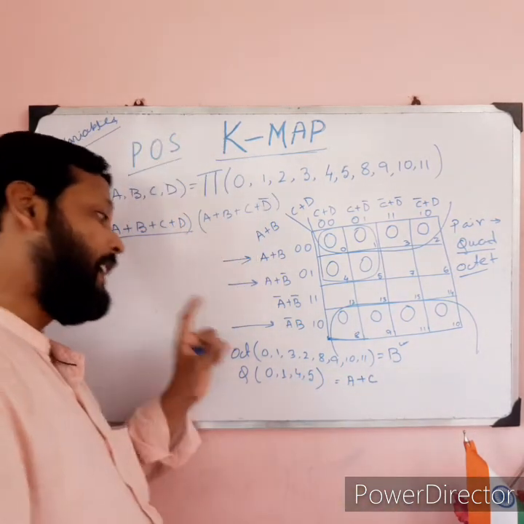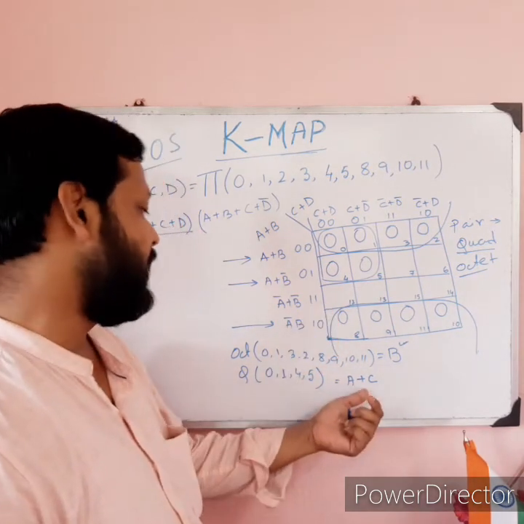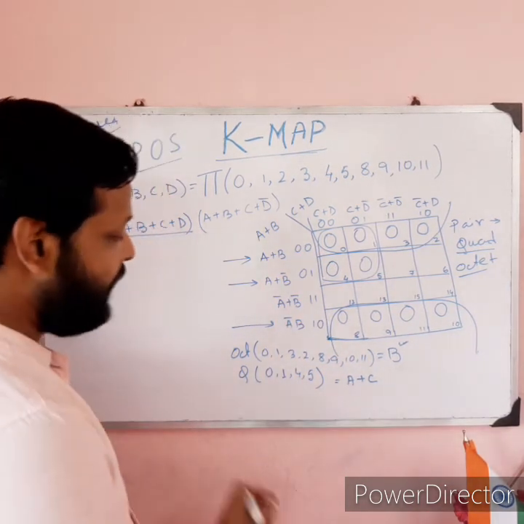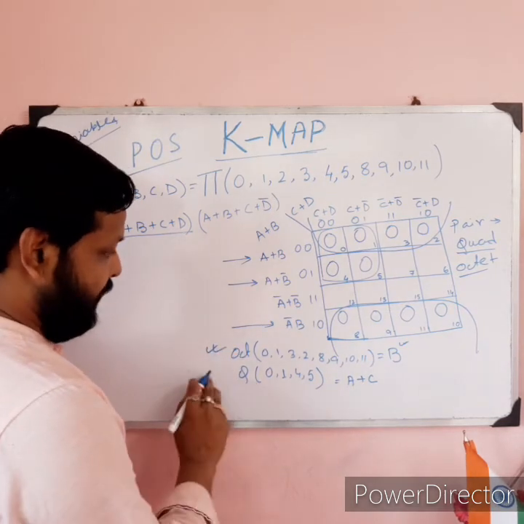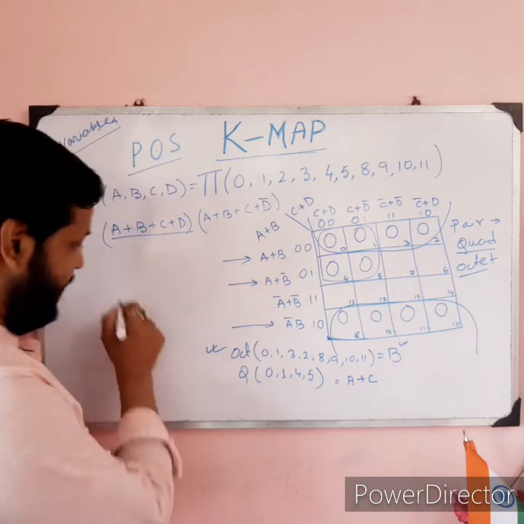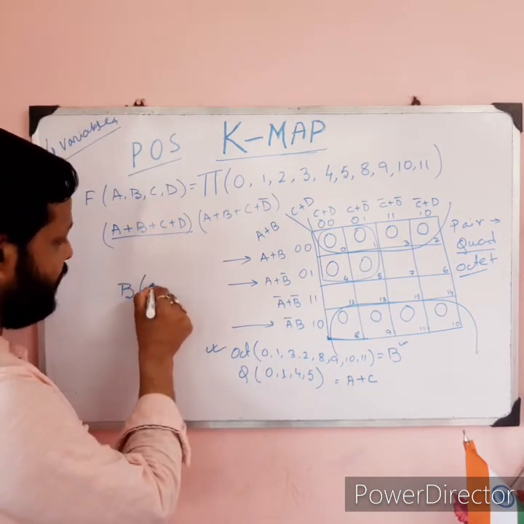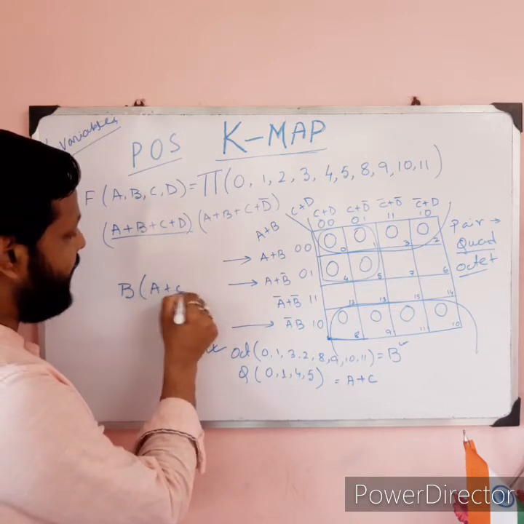Remember, in case of SOP, we have to use the multiplication symbol, but in case of POS, we have to use the addition symbol. So what term will we get? From the octet we'll get B, and from the quad we'll get A plus C. So what is the expression? The final expression is B into A plus C.